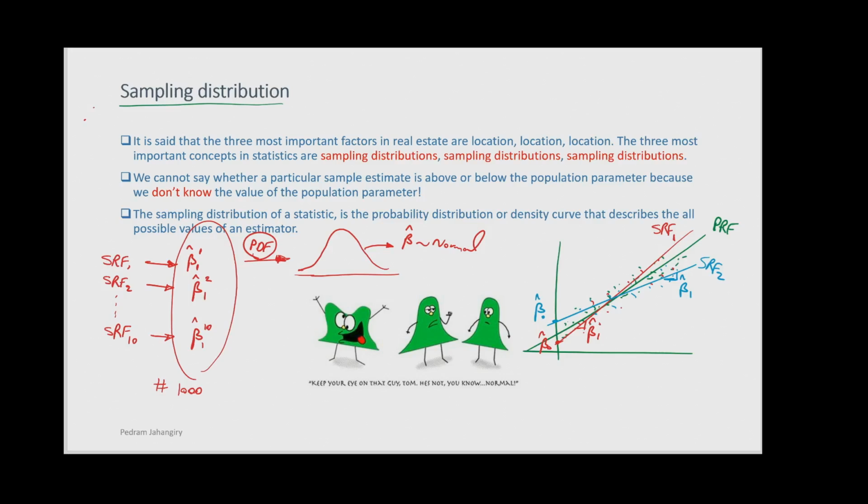Now, when I have the distribution, I can actually tell a lot more about my regression coefficients. For instance, I can say what is the expected value of beta hat 1. I can say what is the variance of beta hat 1. And these are very important properties, right? Because at the end of the day, remember guys, we cannot observe beta 0 and beta 1.